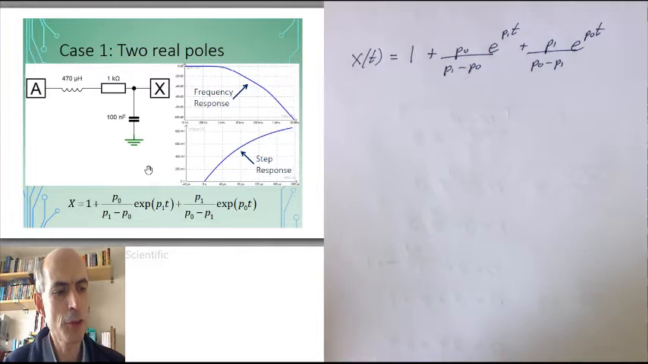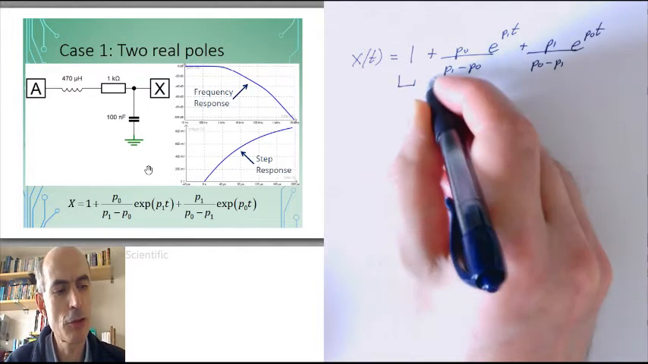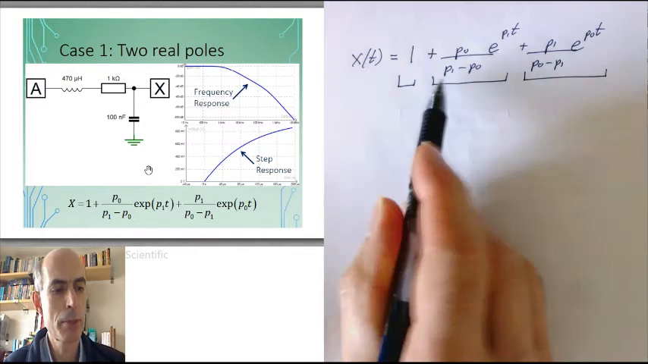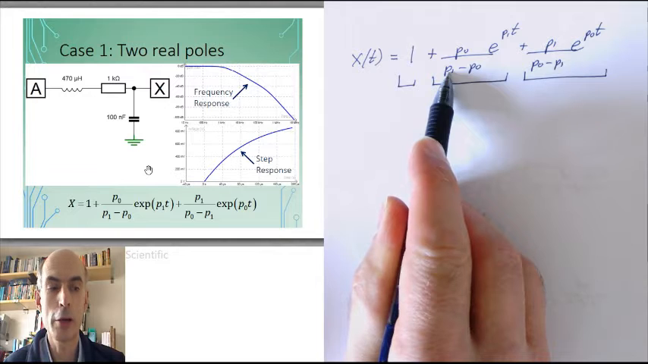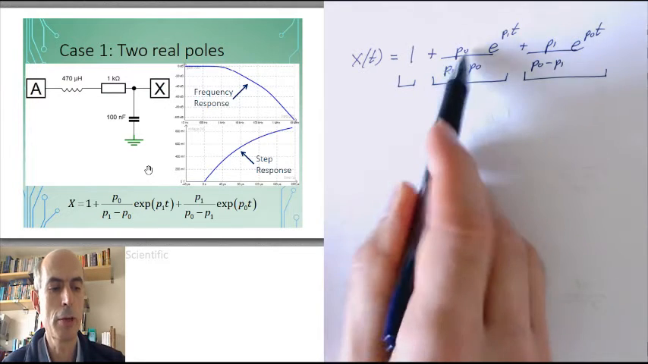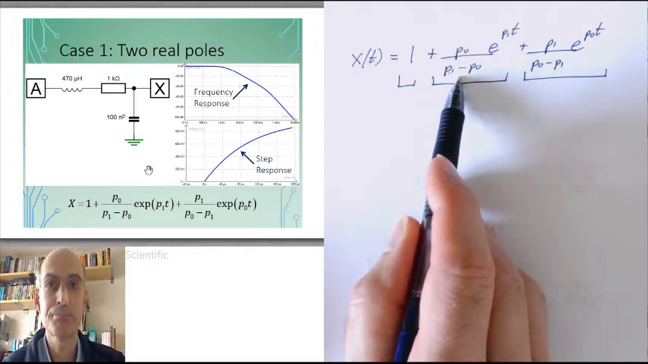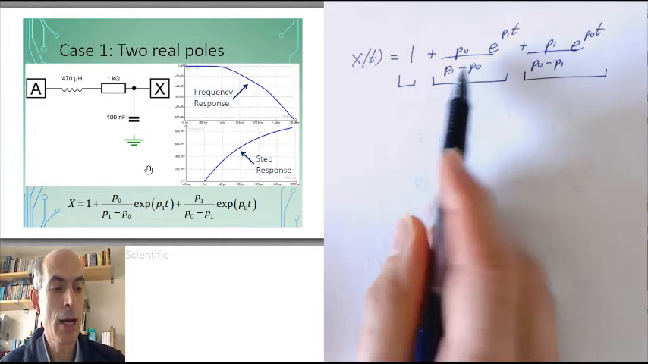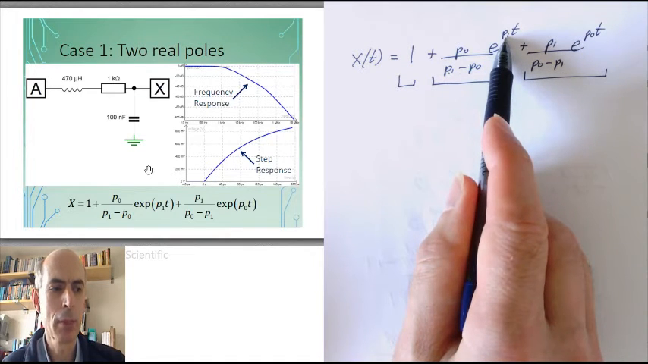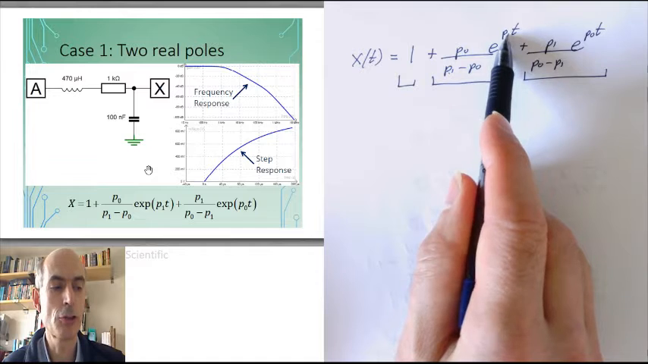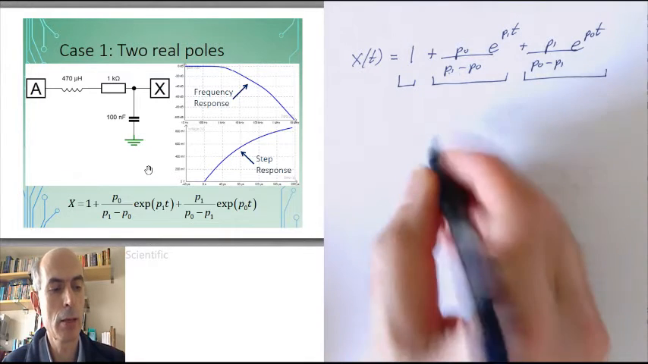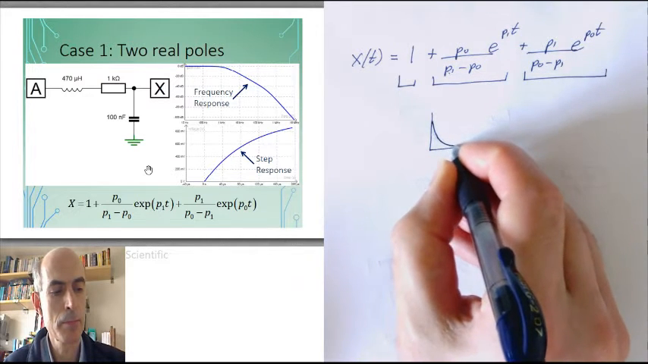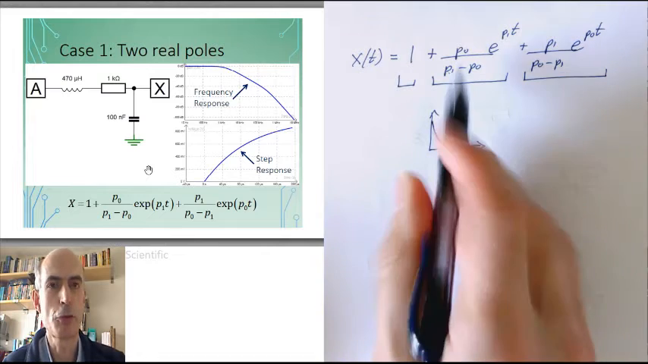For now, it's interesting to note what the effect of each of these terms in the step response is. If we take P1 as being the pole with the higher break frequency, then this term here is going to be positive, since both the numerator and the denominator will end up negative, and it will be decaying quite quickly, because P1 has quite a large negative value. So this would be sort of doing this kind of thing as its contribution to the step response.